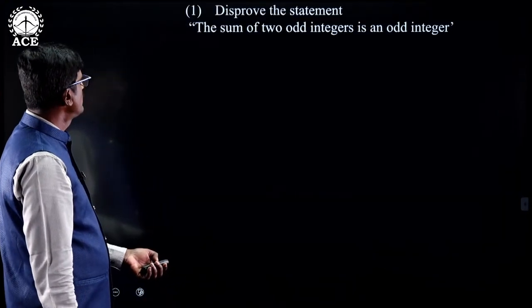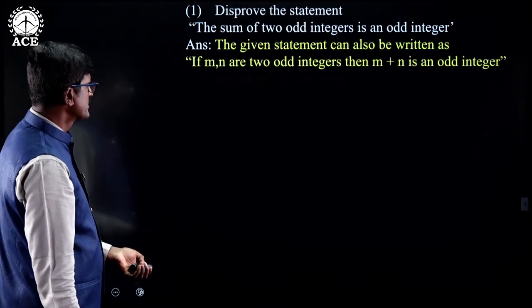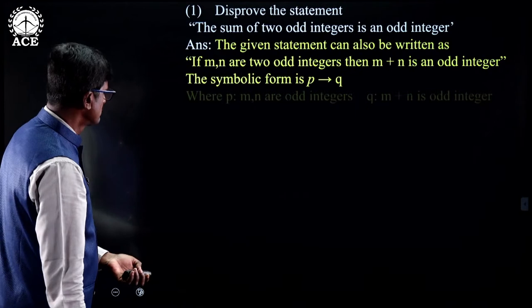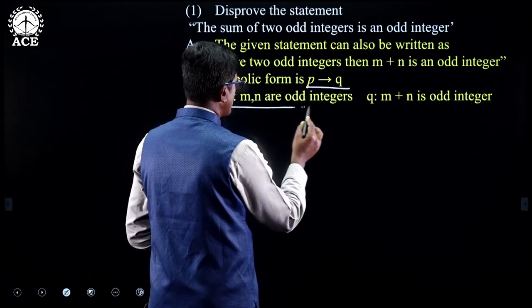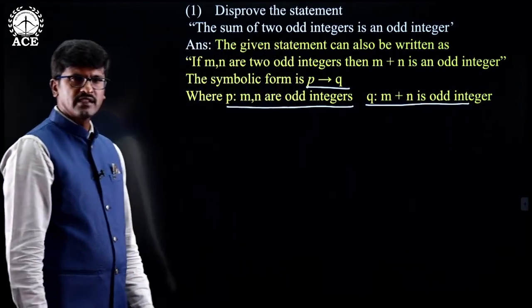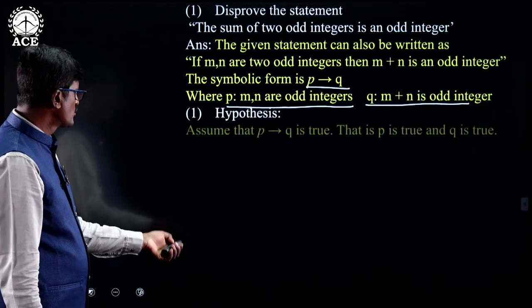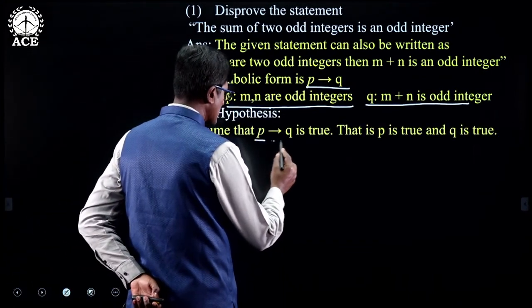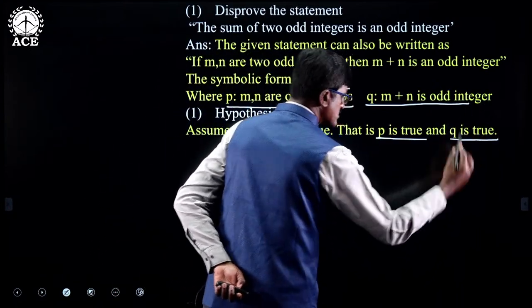So this is the example. The sum of two odd integers is an odd integer. The symbolic form of this is P conditional Q. P: M, N are odd integers. Q: M plus N is an odd integer. Next, hypothesis. We assume that P conditional Q is true. That is, P is true and Q is true.